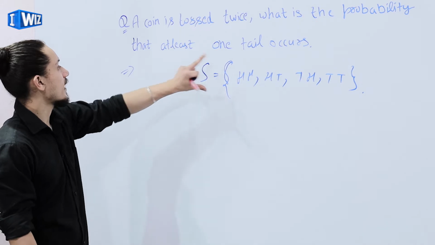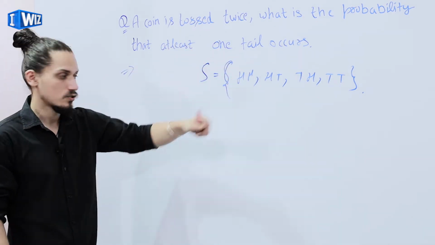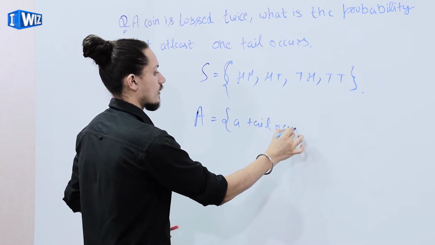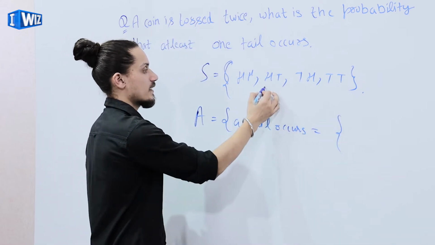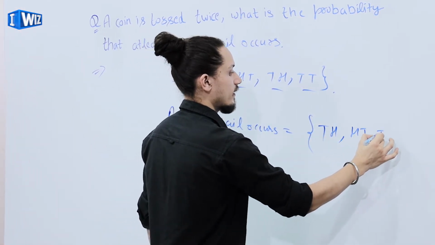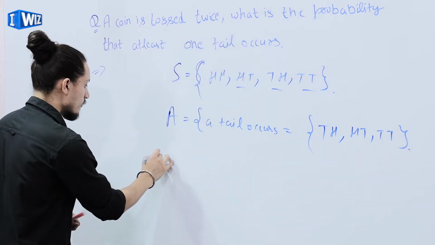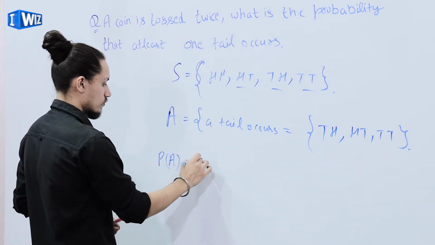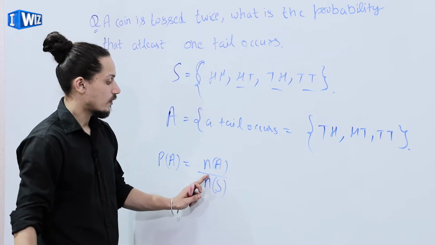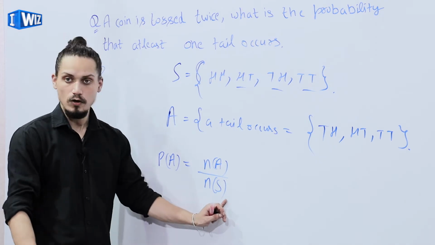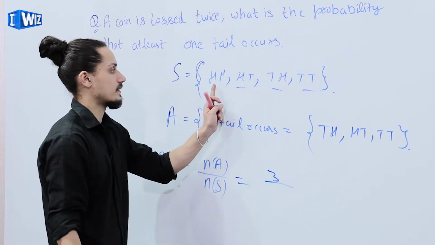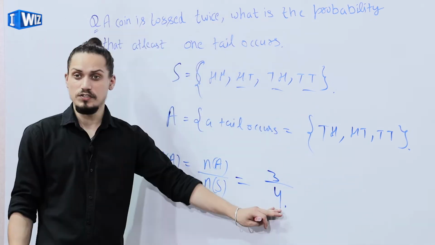Second, we have an event in which at least one tail occurs. So event A is equal to at least one tail occurs, which is equal to, now in how many cases is there a tail, 1, 2, 3 cases. So event A is equal to TH, HT and TT. So the probability of A is equal to the number of elements in A divided by the number of elements in S, or the number of favorable cases of A over the total number of cases. So how many elements does A have, 1, 2, 3, so 3 divided by how many are in the sample space, 1, 2, 3, 4, 3 by 4, which is the probability of event A.